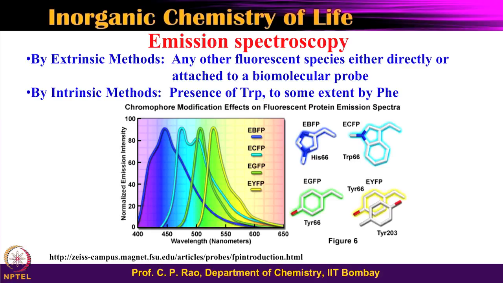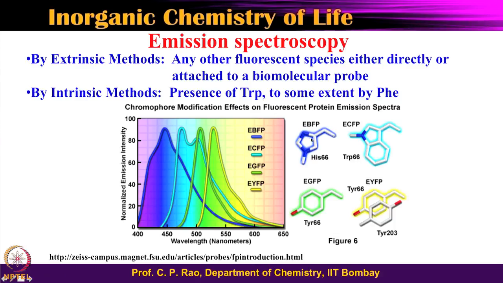That means the protein is modified with a fluorophore, and such a thing is referred to as an extrinsic fluorophore, and those of tryptophan, phenylalanine, histidine, all of these are referred to as the intrinsic fluorophores. Okay. So, let us look at one example, a chromophore modification that affects the fluorescent protein. Okay. So, the emission spectra.